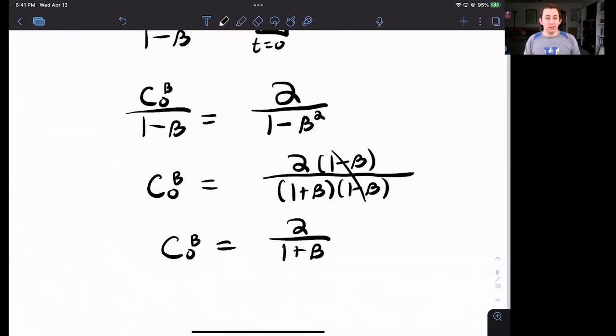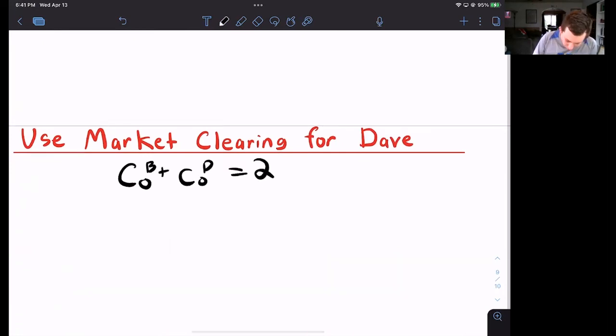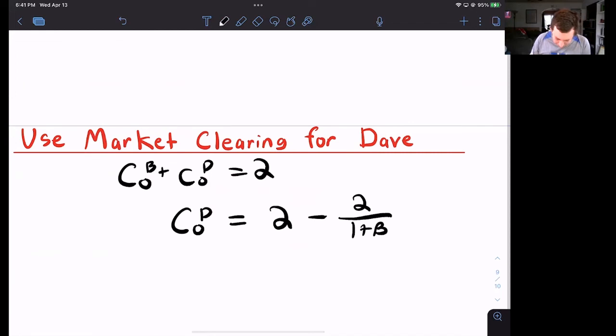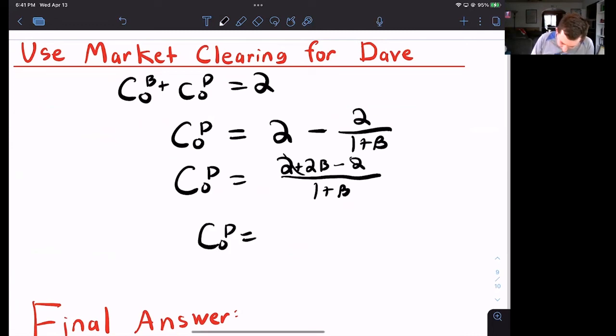Now I can use market clearing because I know there's 2 coconuts in every period. And now that I know that Bill eats 2 over 1 plus beta of them, Dave will eat whatever's left. So now I have C_0^B plus C_0^D is equal to 2, which means that the number of coconuts that Dave is going to eat is going to be 2 minus 2 over 1 plus beta, which means that Dave's coconuts in every period are going to be 2 plus 2 beta minus 2 over 1 plus beta, which means that Dave's number of coconuts is going to be 2 beta over 1 plus beta.